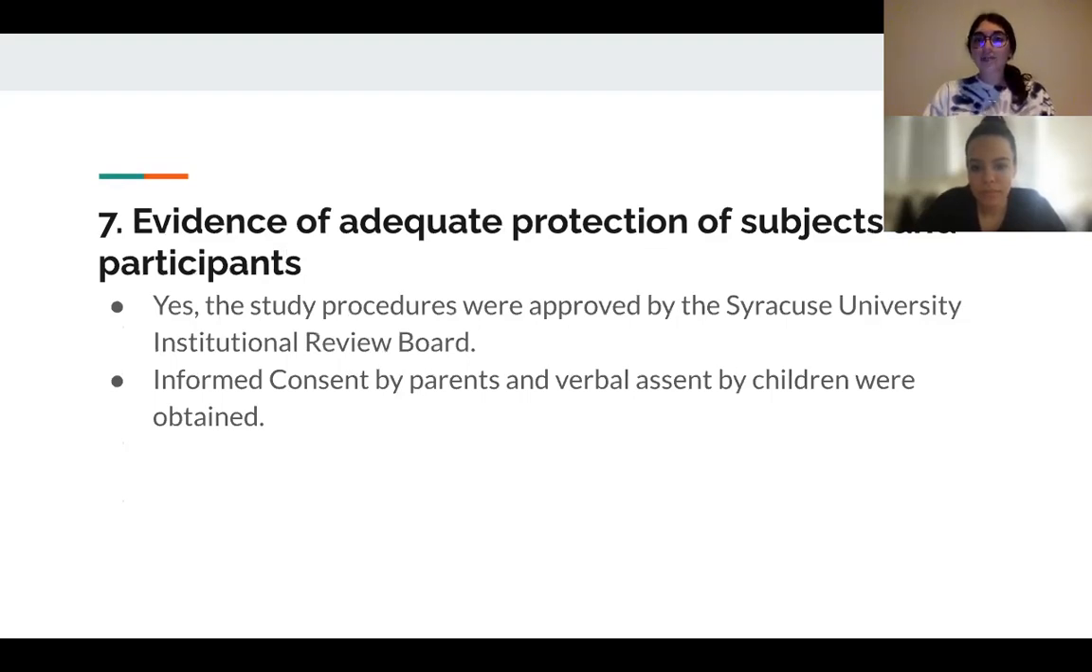Evidence of adequate protection of subjects and participants. We said yes, that there was evidence of adequate protection of subjects and participants, as, like we said prior, the study procedures were approved by the Syracuse University Institutional Review Board, and also informed consent by parents and verbal assent by the children was obtained prior to the study.